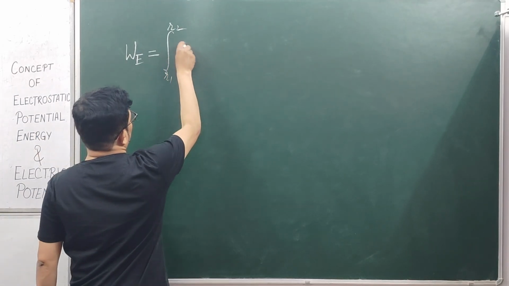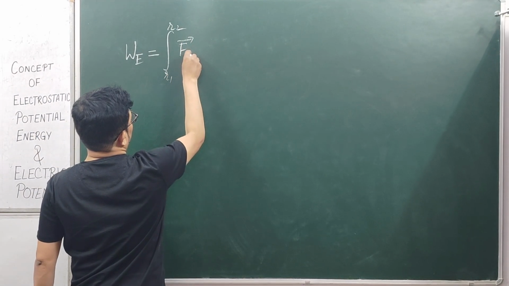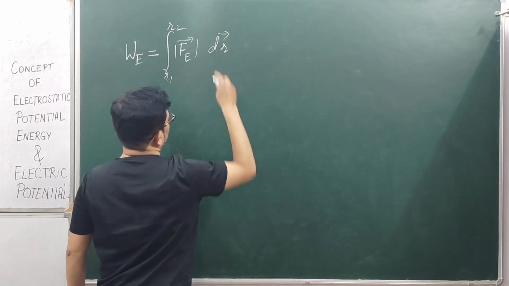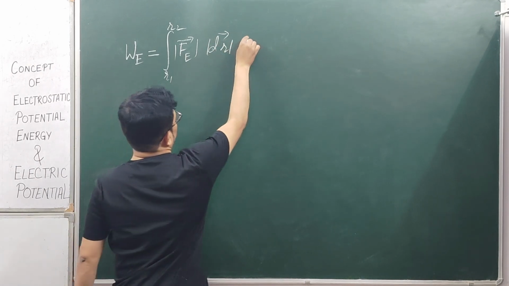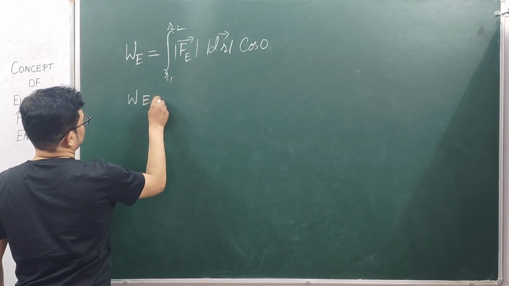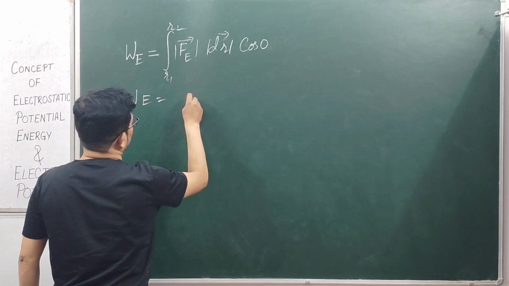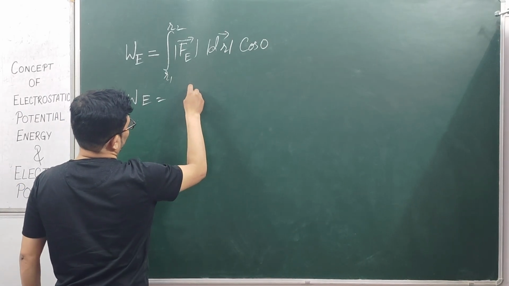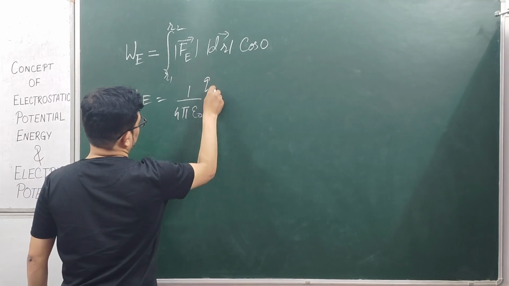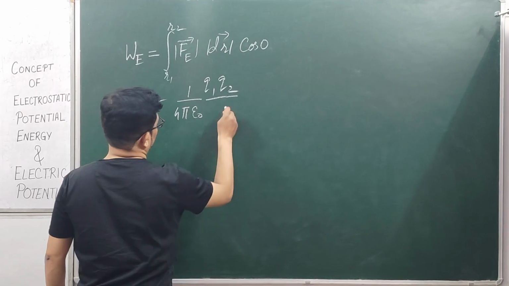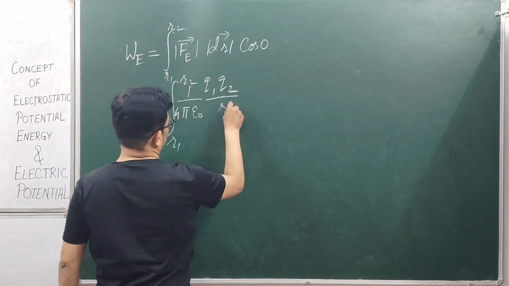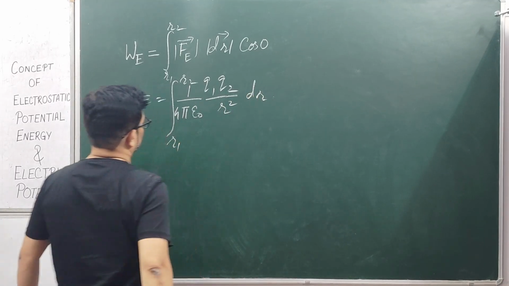So net work done, we got this: Fe, the magnitude of the infinitesimal small displacement, and cos 0. So this comes out to be We is equal to the magnitude of Fe, right? We know that that is the Coulomb force, which is 1 over 4 pi epsilon naught q1 q2 over r squared. So we need to integrate with these limits, and we have here this.